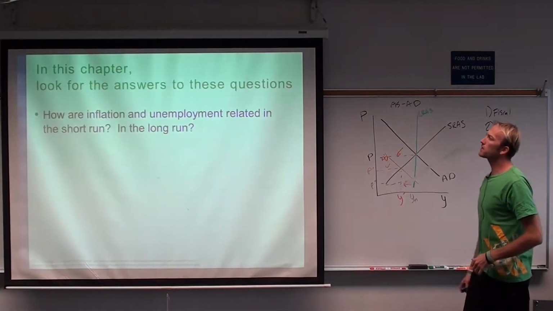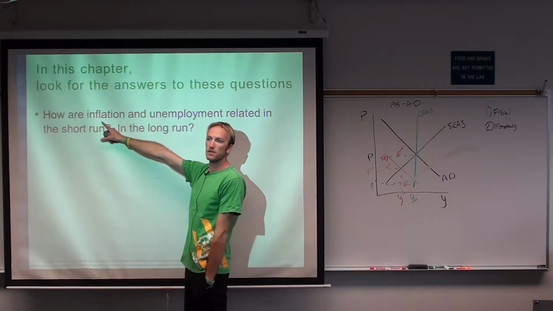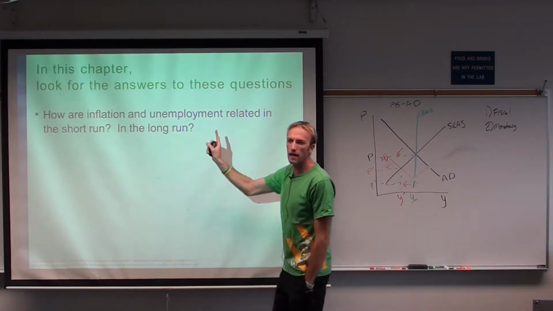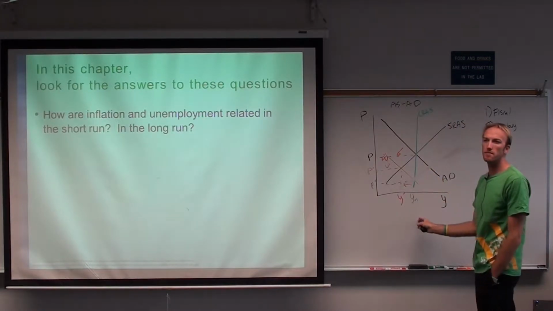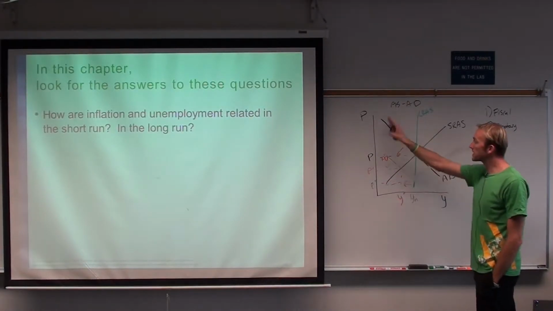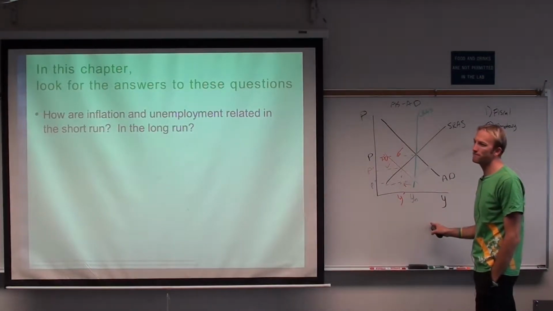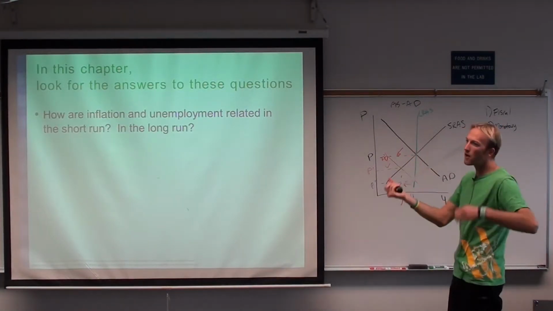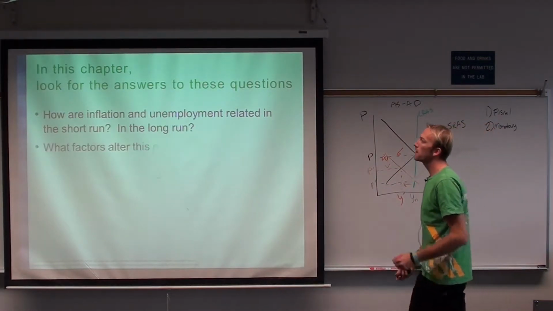All right, so we're going to ask how inflation and unemployment are related in the short run. That's the teeter-totter effect. In the long run, what always happens in the long run? We always come back to what? The natural rate of Y. And the natural rate of unemployment too, right? So in the long run, does changing price have anything to do with the unemployment? Not at all. This teeter-totter effect we're talking about is only in the short run, okay?